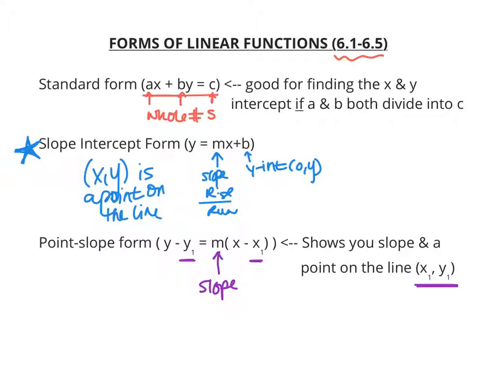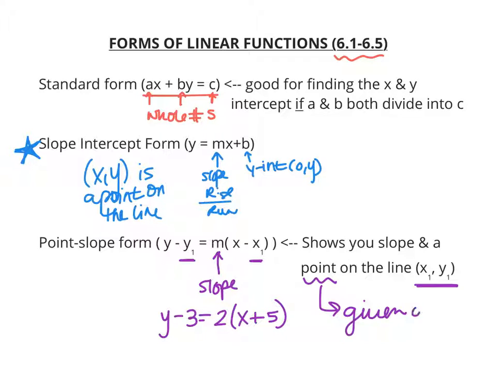An equation in point-slope form, just so you see where the numbers would go, since you're not as familiar with this one, might be like y minus 3 equals 2 times x plus 5. This is an example of something in point-slope form. What I want you to make a note of is that this point is given to you opposite in the equation.